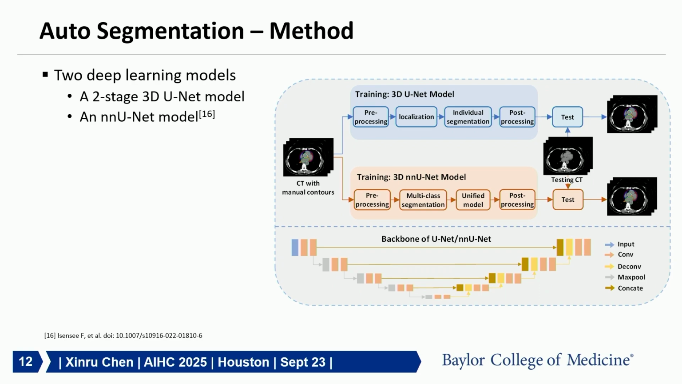We developed 2 deep learning models. The first, a 2-stage localization segmentation 3D U-Net model, as a baseline, since most of the commercial software employs this strategy. And second, an in-house nnU-Net model, which achieves state-of-the-art performance in medical segmentation tasks. And we also included a multi-atlas approach for comparison.